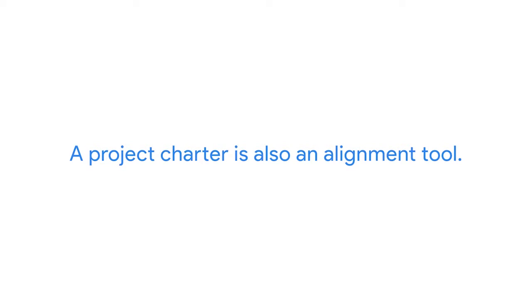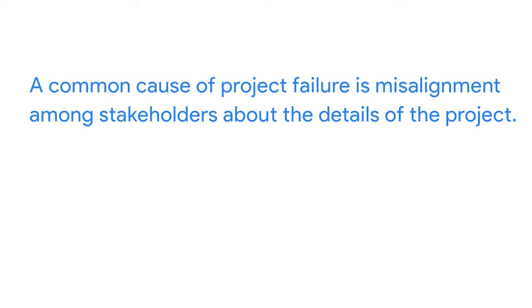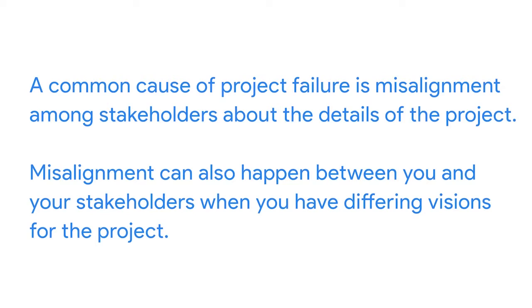Think of the project charter this way. In addition to serving as a formal document that defines the project, a project charter is also an alignment tool. Here, alignment refers to reaching agreement between 2 or more parties. A common cause of project failure is misalignment among stakeholders about the details of the project. Misalignment can also happen between you and your stakeholders when you have differing visions for the project. That's why it's so important to align with your stakeholders before the work begins.